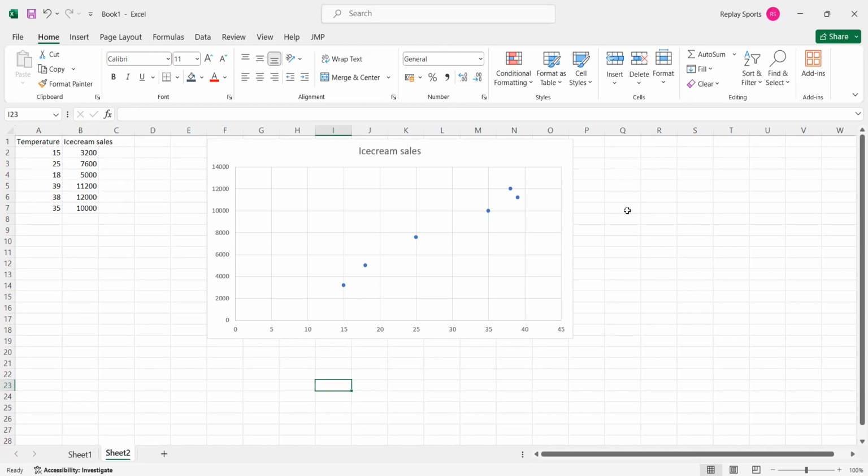Now, do you see any trend here? Does this graph tell you something? Yeah, the more the temperature, the more people are buying ice creams. Correct. Anything else?